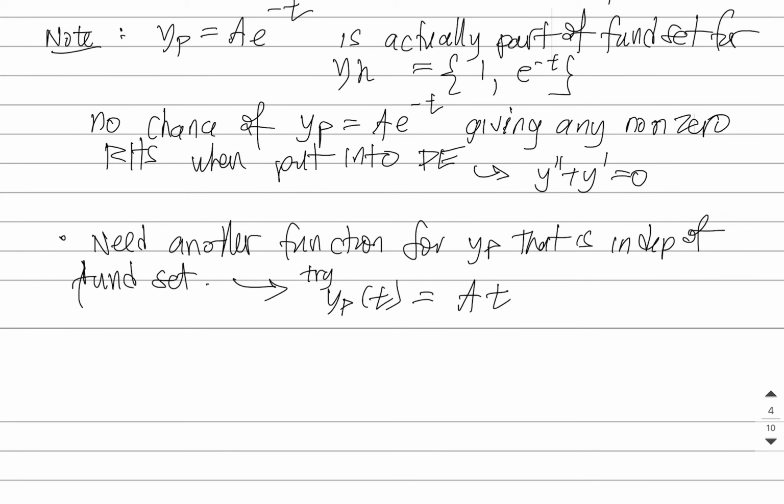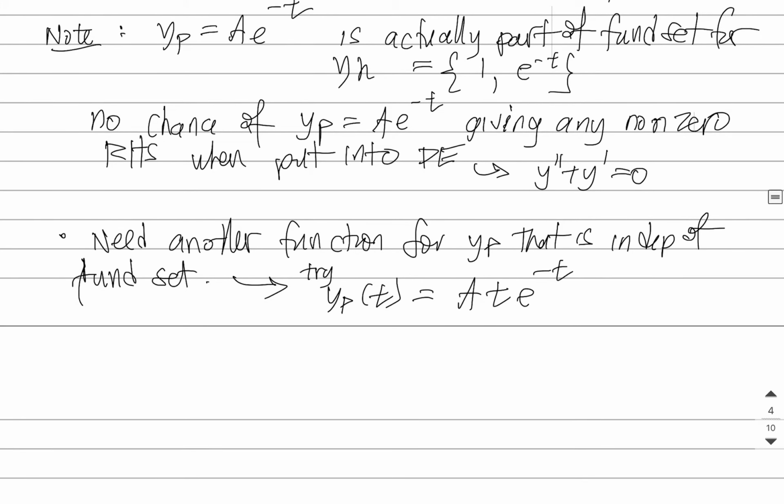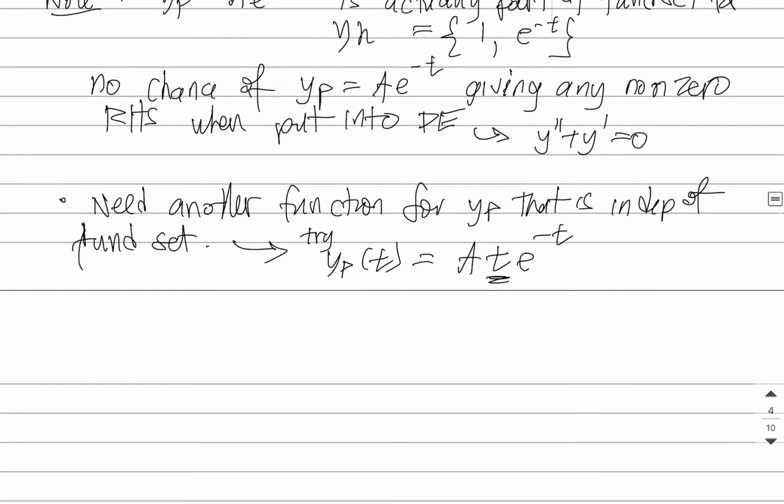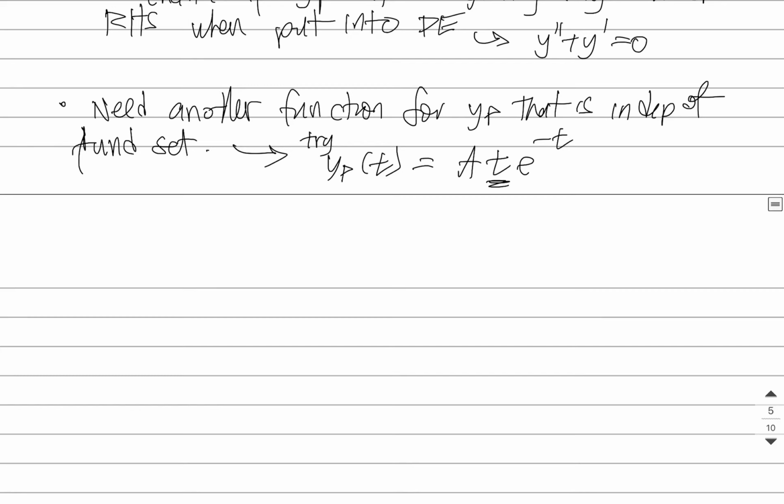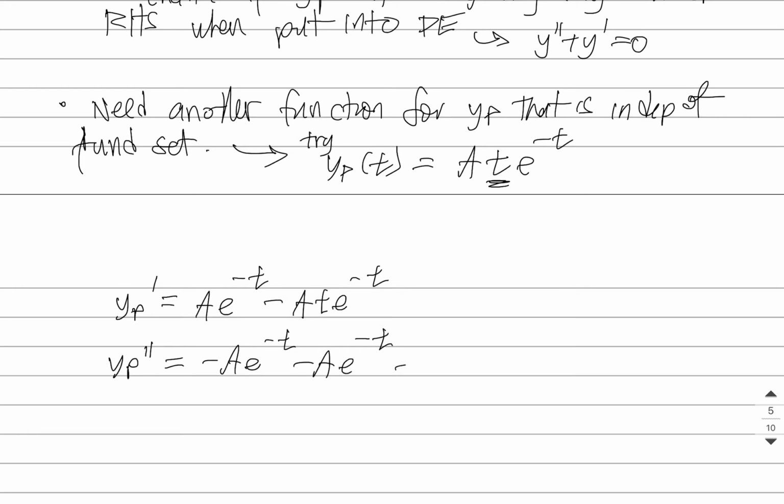As we are going to try a t e to the minus t. So we're going to put in this linear factor because that will make the particular solution linearly independent from our homogeneous set. And so I'm going to take that function, take its derivative, and when I take its derivative I've got a little bit of work to do because now I need to use the product rule. But it isn't horribly bad to do.